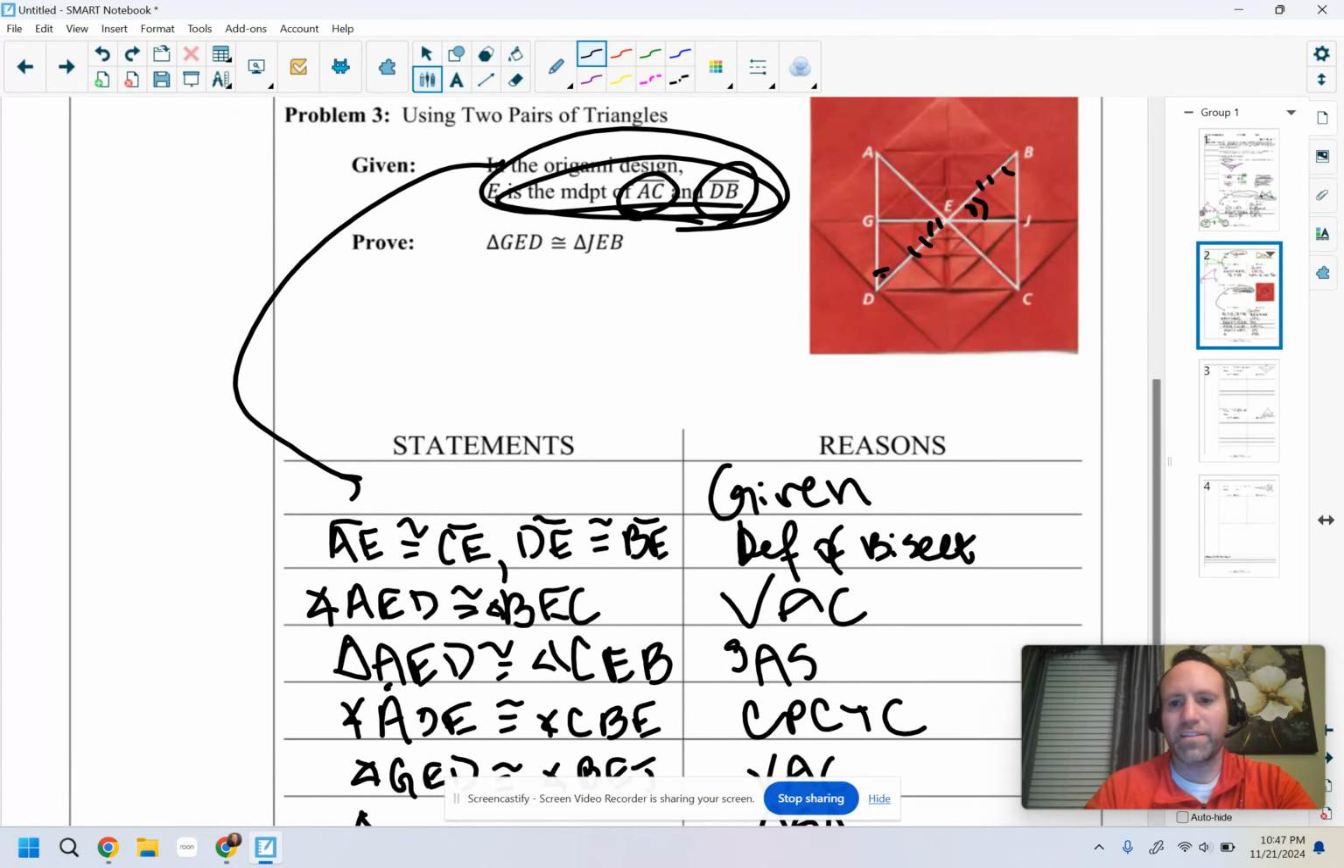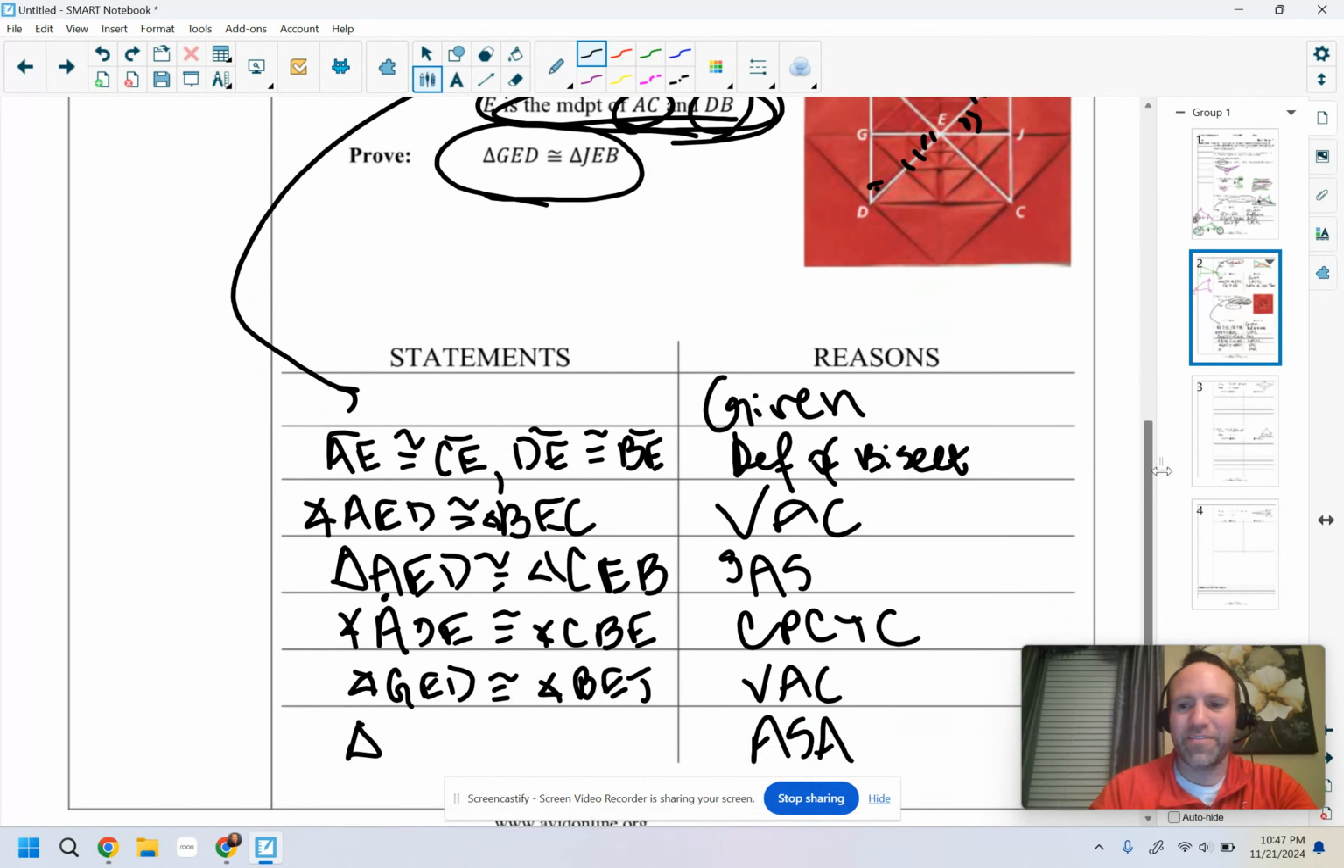Now, I'm going back to the original picture and making sure I'm writing this in the right order, and some of you are probably just like, Mr. Range, just take it from right there. But I never like to assume.